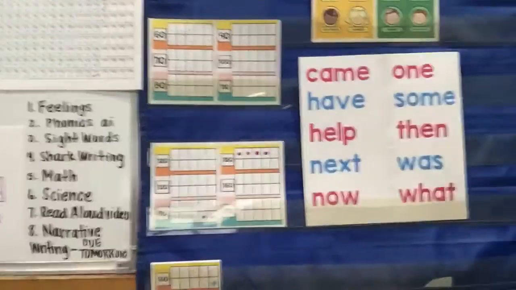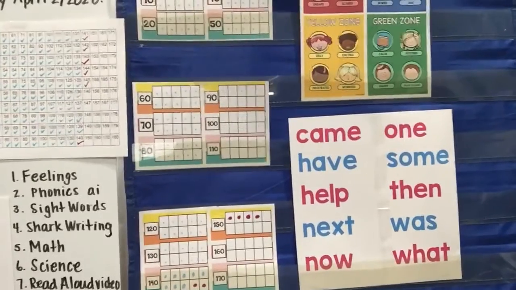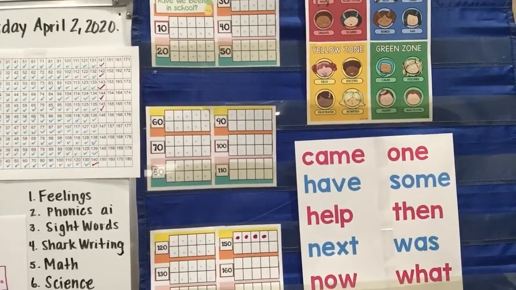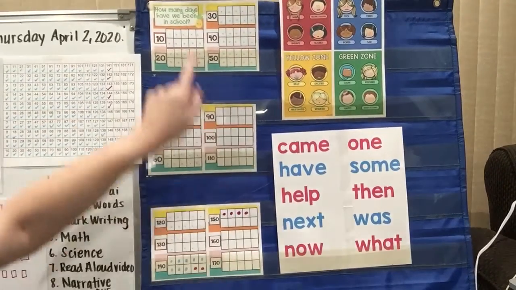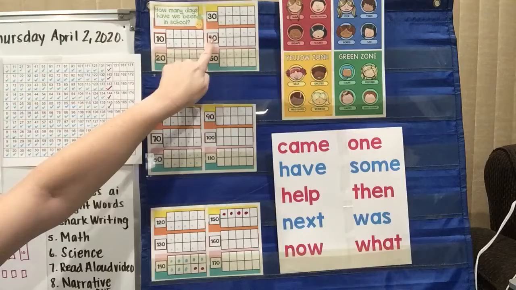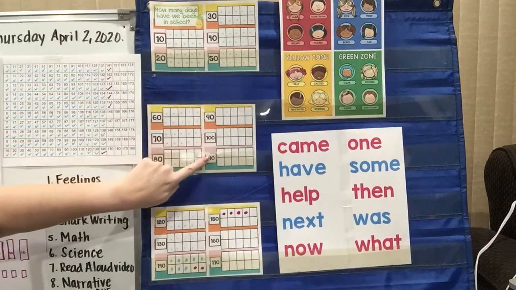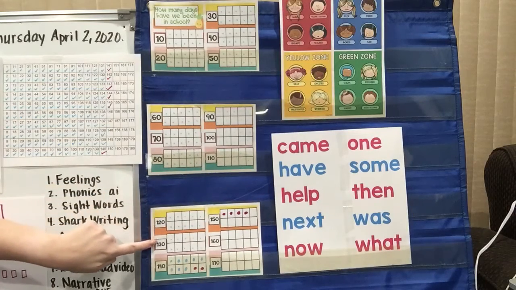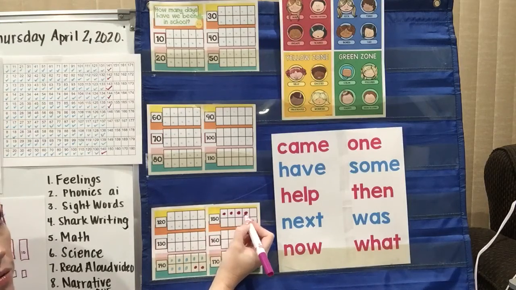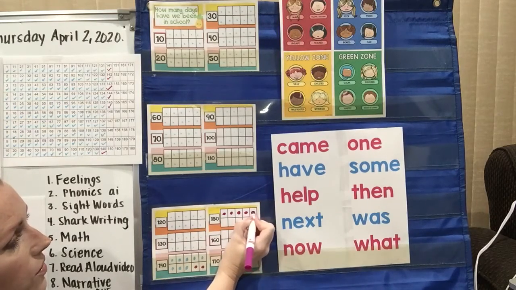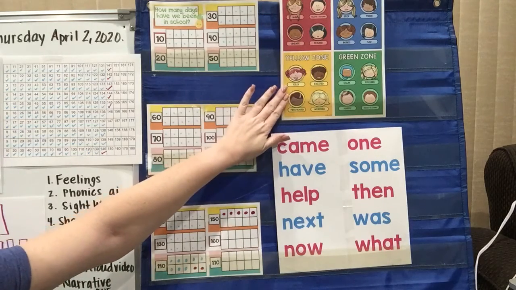Let me move this closer this way. We've got our 10 frames. And so I'll scoot that back a little bit there for you. We've got 10, 20, 30, 40, 50, 60, 70, 80, 90, 100, 110, 120, 130, 140, 141, 142, 143, 144, 145. Okay, and again, like I said, I'll send you a picture of the zones for you to check in with me.